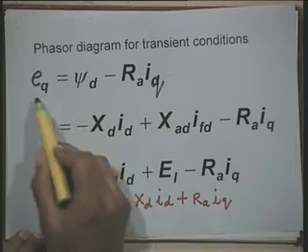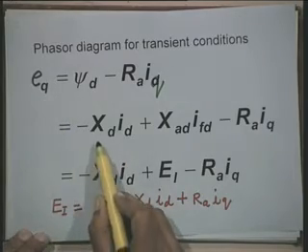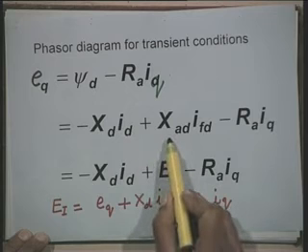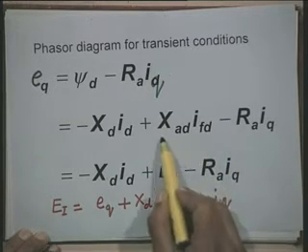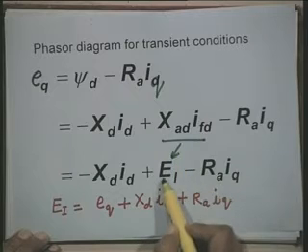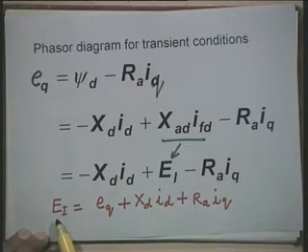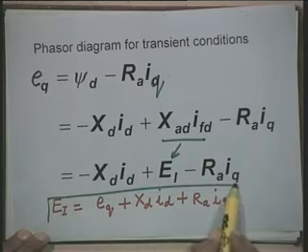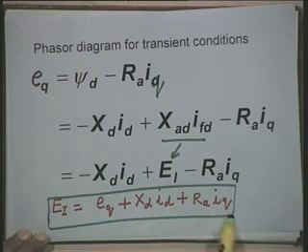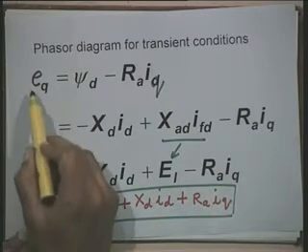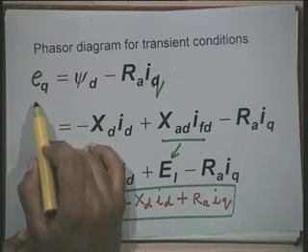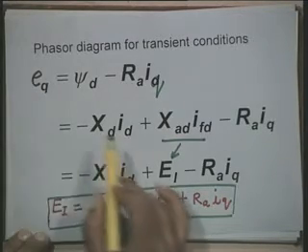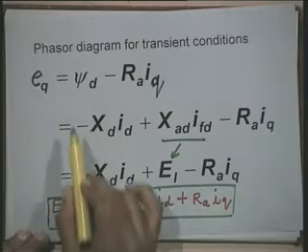Therefore, I can write down this equation now, E q is equal to minus X d I d plus X A d I F d minus R A I d, that is this term is identified as E I, and therefore, now I can write a very interesting equation for E I. You can see this started with E q, this is the fundamental stator circuit voltage equation, or stator circuit equation.